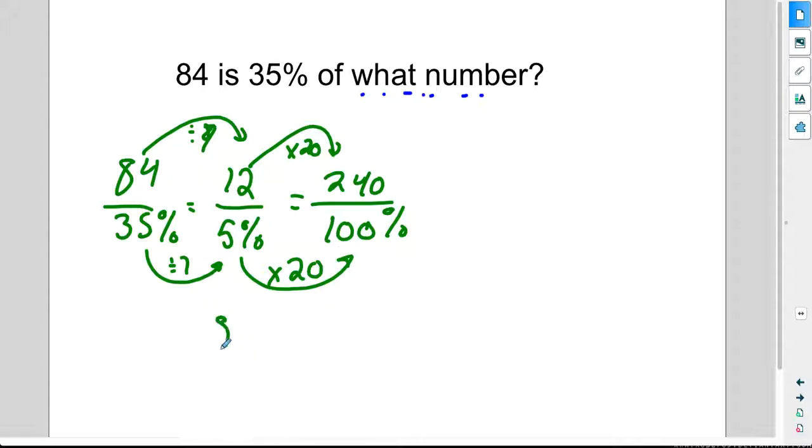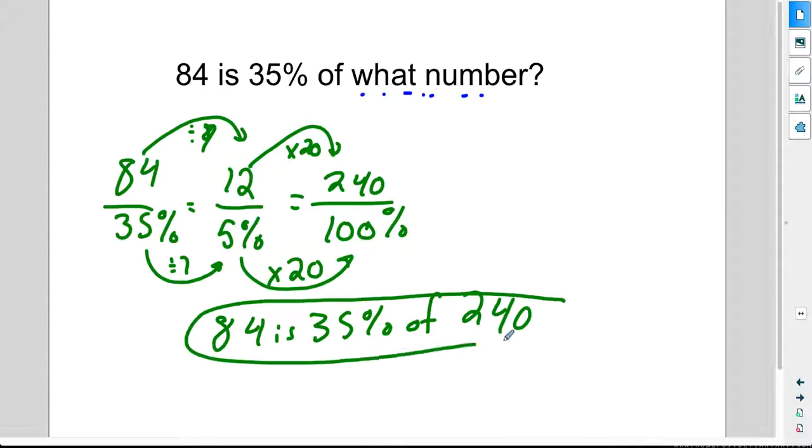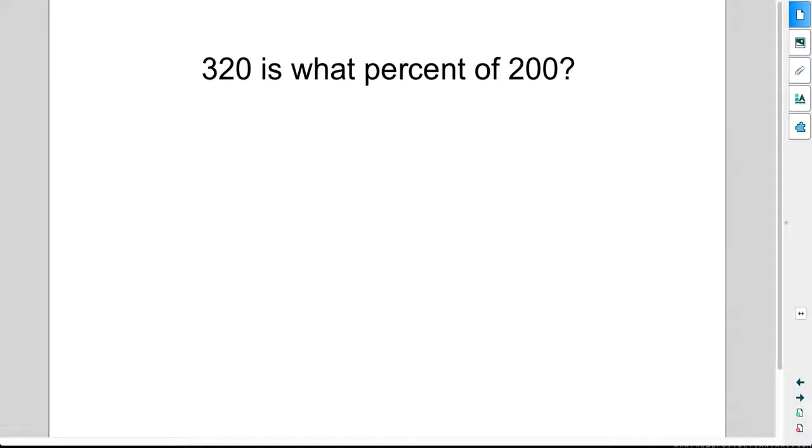So I can say now that 84 is 35% of my new value, 240. Now in our last example, we have 320 is what percent of 200?